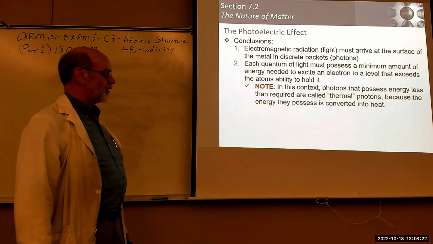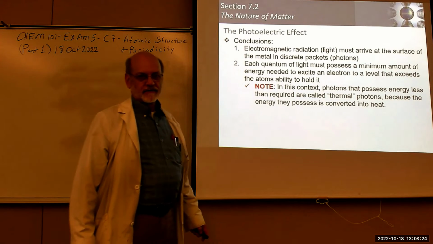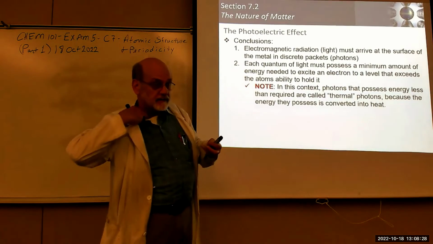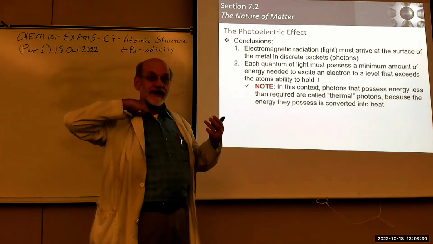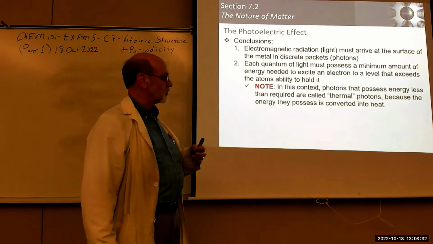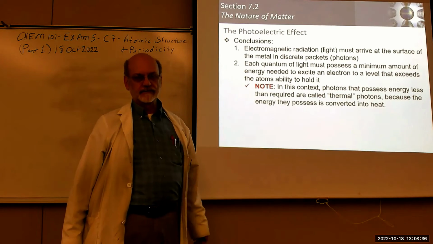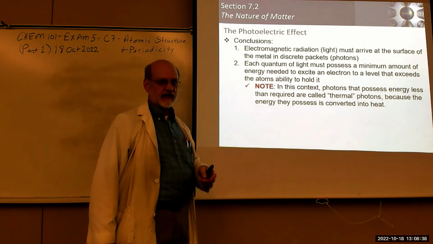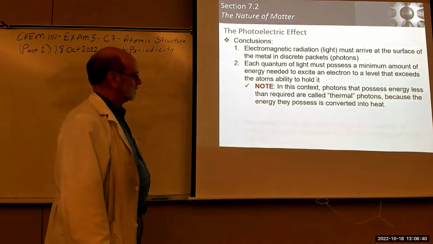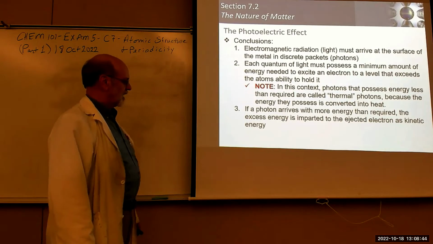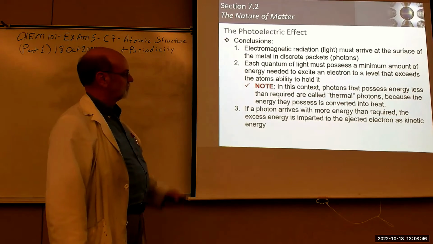Anything less than that are called thermal photons, right? So when they're absorbed by the metal, which they must be, they're either absorbed or reflected. But if they're absorbed, then all they do is heat the metal up. It doesn't eject any electrons. Okay, I mentioned that one already.